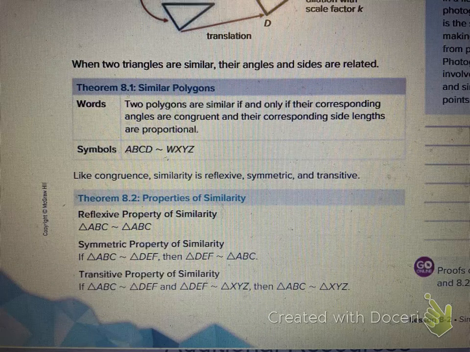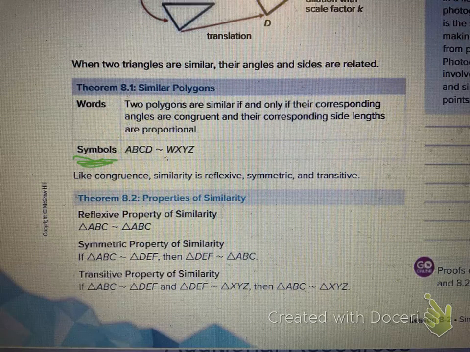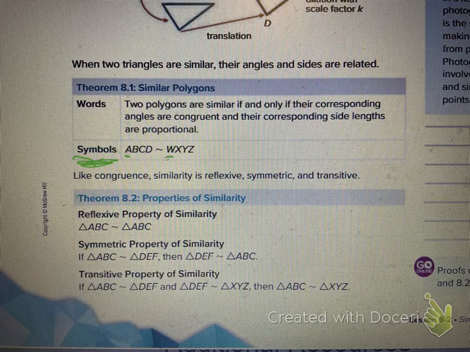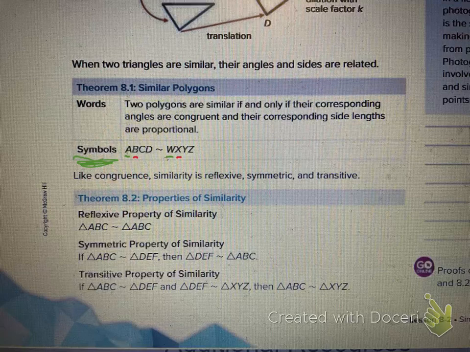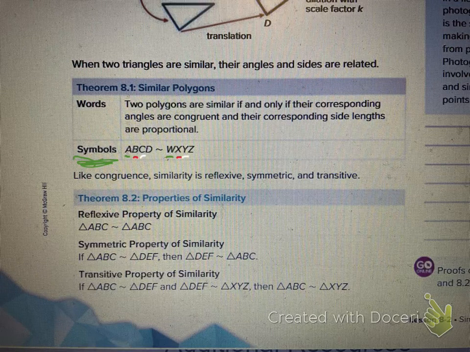So here, the key is when we look at the similarity statement given. If you look at the symbols right here, angle A is going to be congruent to angle W. Angle B is going to be congruent to angle X. Angle C is going to be congruent to angle Y. And angle D is going to be congruent to angle Z. You don't even need to look at the picture.